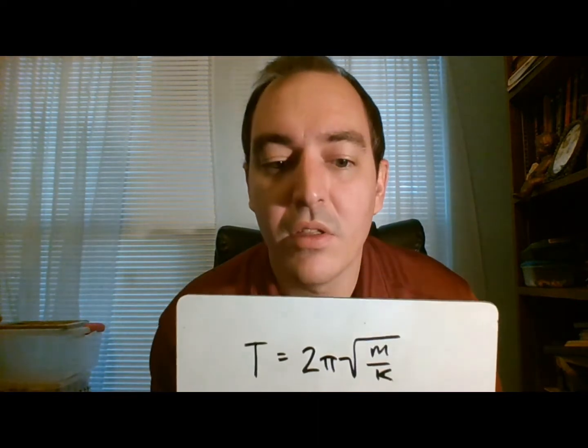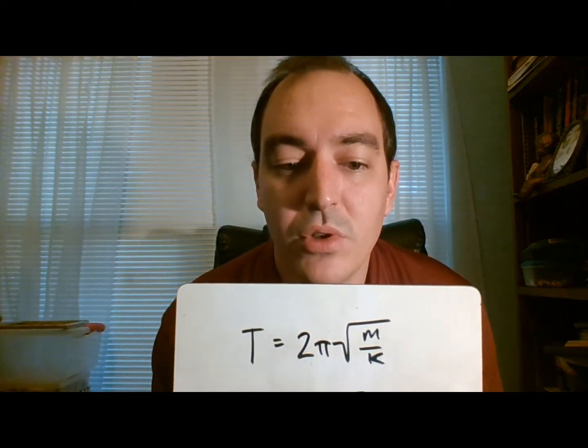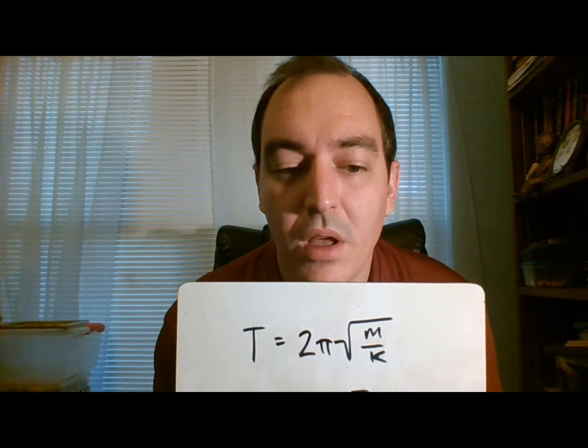based on certain equations, right? In this case, we're talking about the equation for the period of a spring. I'll try to put it as close as I can, we have here that equation. That is T equals 2 pi times the square root of M over K.